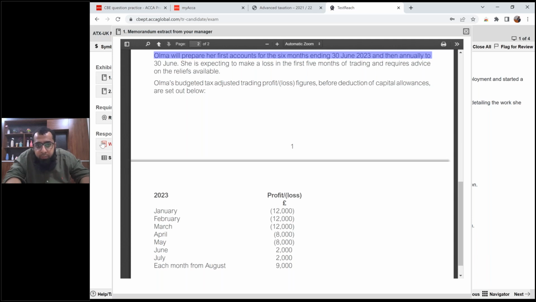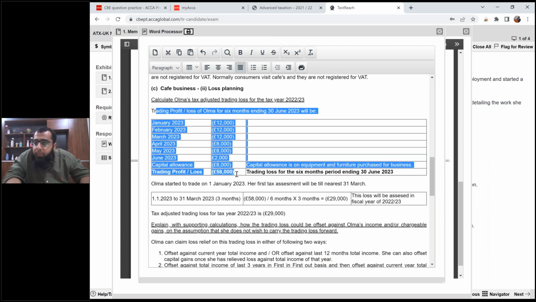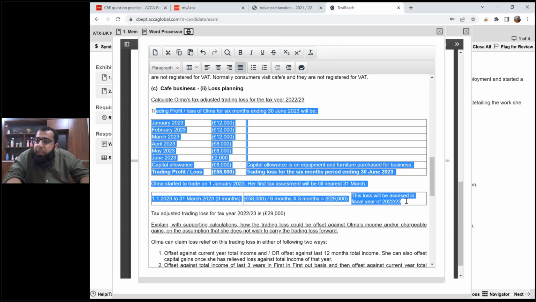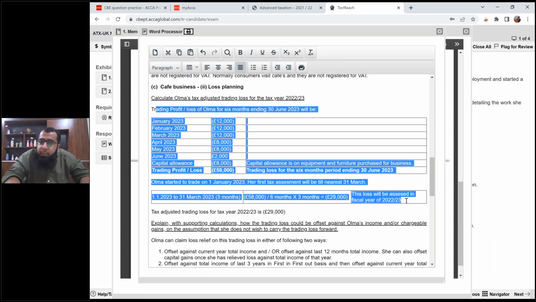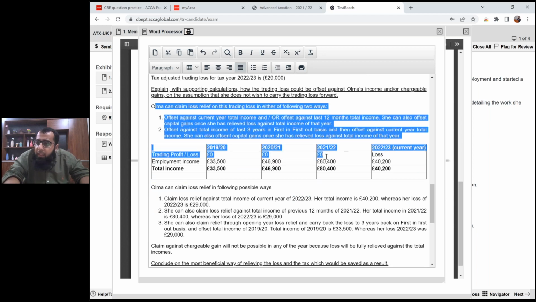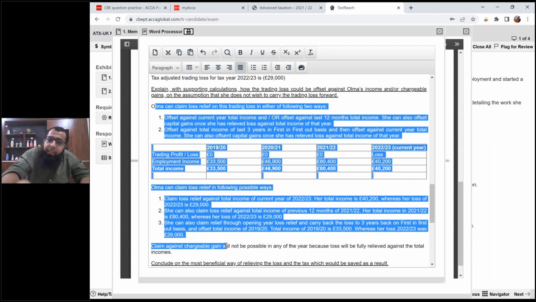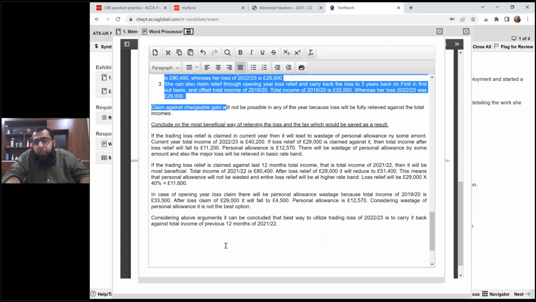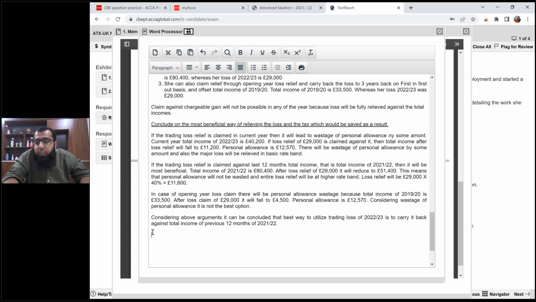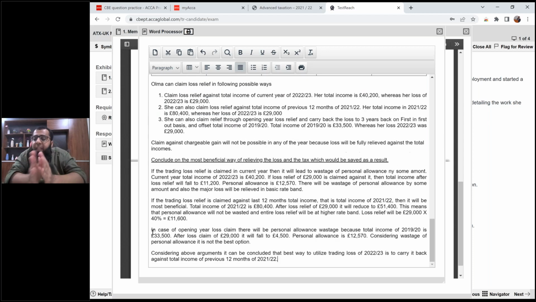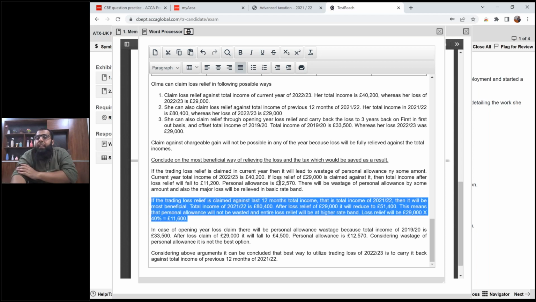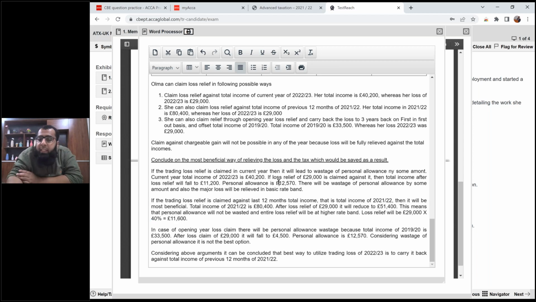Okay. So first we worked out the 6 months period. Then we applied the basis period for 22-23. Then the possible options: current year total income, last 12 months total income, and then first in, first out. And then the best way, so we commented which is the most beneficial option. We commented that the most beneficial option was the last 12 months option, because in current year and in 3 years back, our allowance was getting wasted.